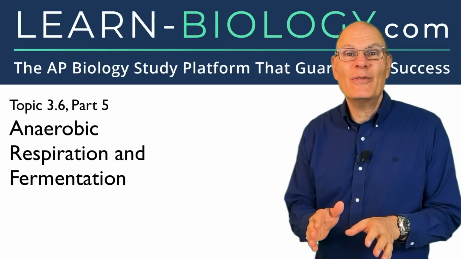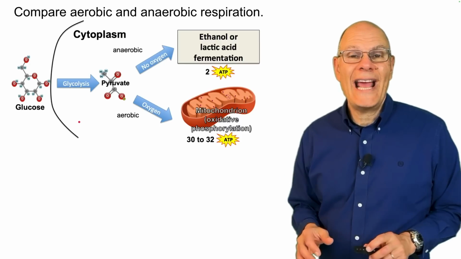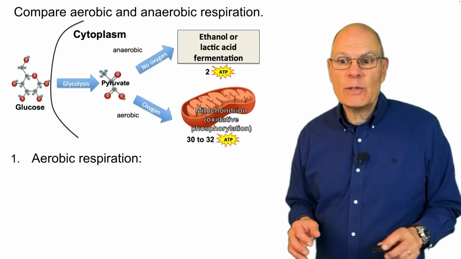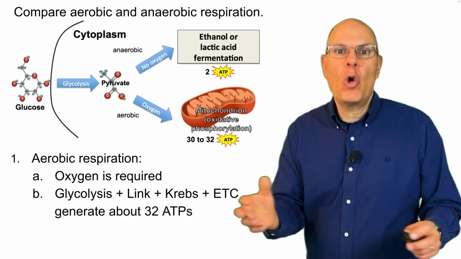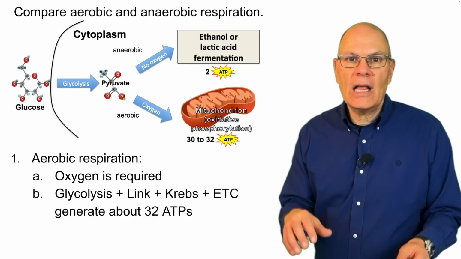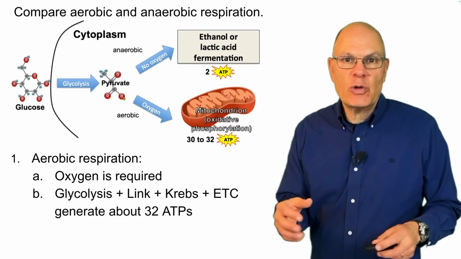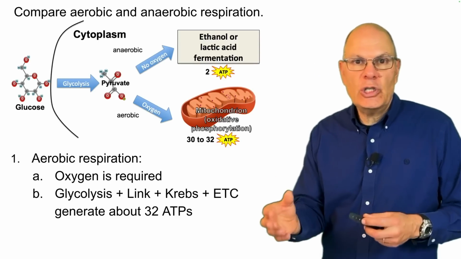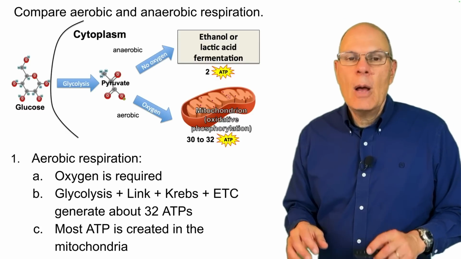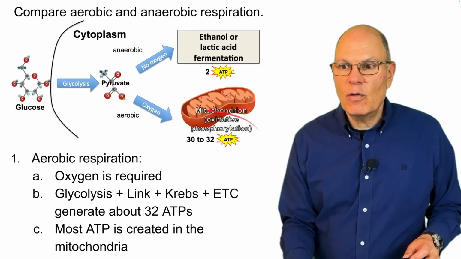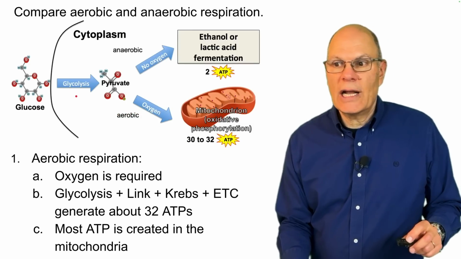Cellular respiration, part 5, anaerobic respiration and fermentation. Compare aerobic and anaerobic respiration. Aerobic respiration, oxygen is required. It involves essentially the whole shebang of respiration that we've talked about: glycolysis, plus the link reaction, plus the Krebs cycle, plus the electron transport chain, generating a lot of ATP, approximately 32 ATPs for every molecule of glucose that enters the cycle. Most of the ATP is generated over here in the mitochondria. There's a small amount that's generated through glycolysis.